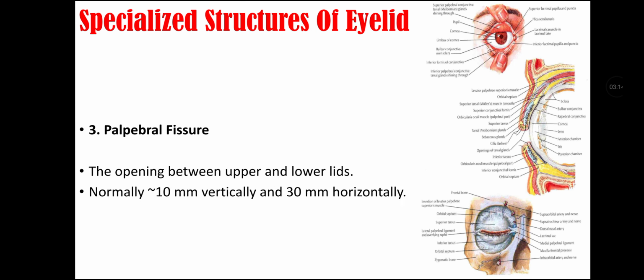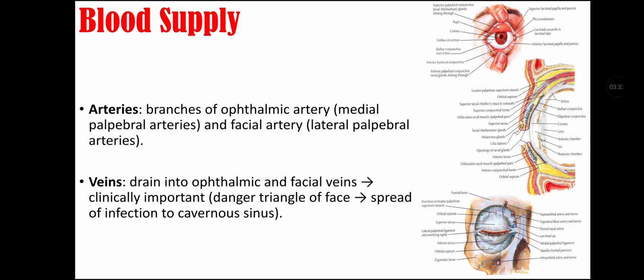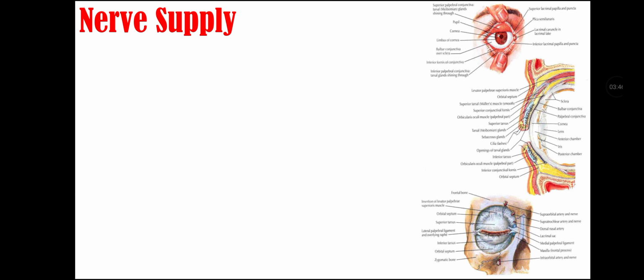It is normally 10 mm vertically and 30 mm horizontally. Blood supply of eyelid. It is supplied by arteries that are branches of ophthalmic artery, that are medial palpebral arteries, and it is also supplied by branches of facial artery, that is lateral palpebral arteries. Vein drainage is drained into ophthalmic and facial vein. That is clinically important because it leads to danger triangle of face, and if there is infection it can spread to cavernous sinus.